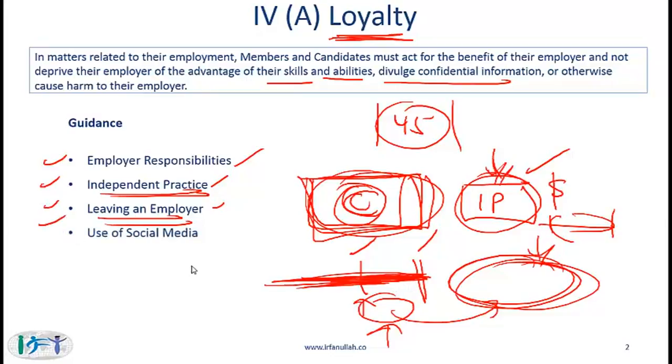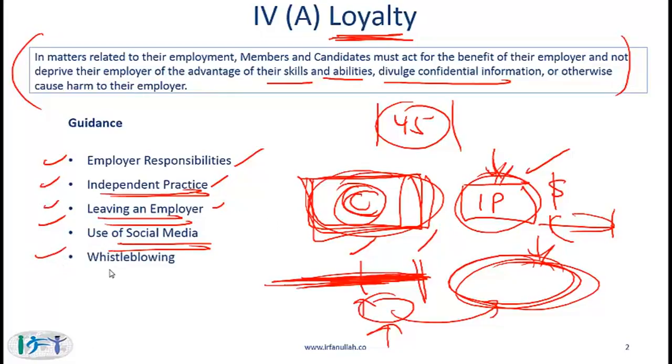Next point has to do with the use of social media. The major point here is that if your employer has any rules and guidelines related to the use of social media, you need to follow those rules. If the employer does not have any defined rules related to social media, then be careful to follow the spirit of this standard and not do anything over social media that would in any way harm your employer.